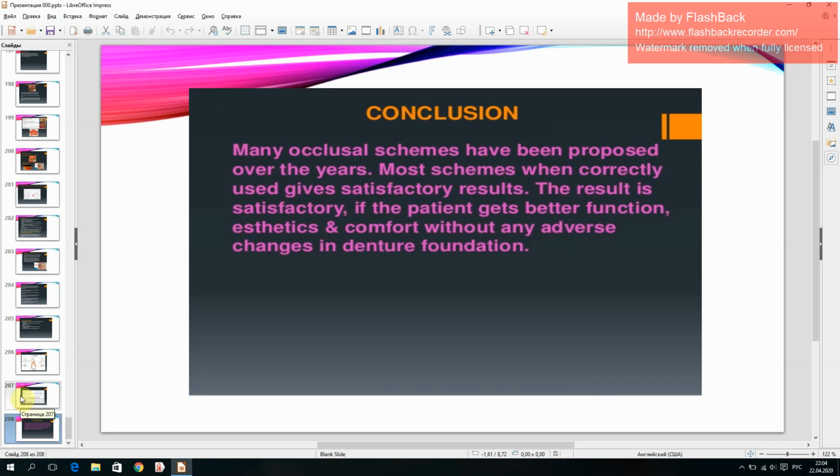Conclusion. Many occlusal schemes have been proposed over the years. Most schemes, when correctly used, give satisfactory results. The result is satisfactory if the patient gets better function, aesthetics and comfort without any adverse changes in the denture foundation.